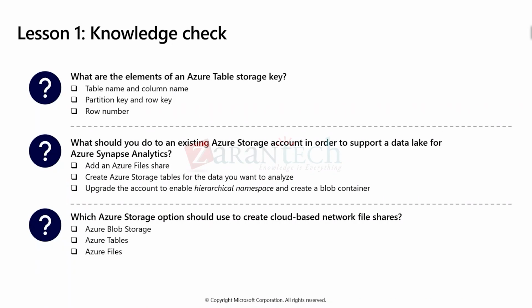Okay, so I received answers. Very good. The answer to question number 1 is partition key and row key. The answer to question number 2 is upgrade the account to hierarchical namespace, right from your normal blob storage container. And the answer to question number 3 is Azure Files. The cloud-based network file share is Azure Files. Clear?